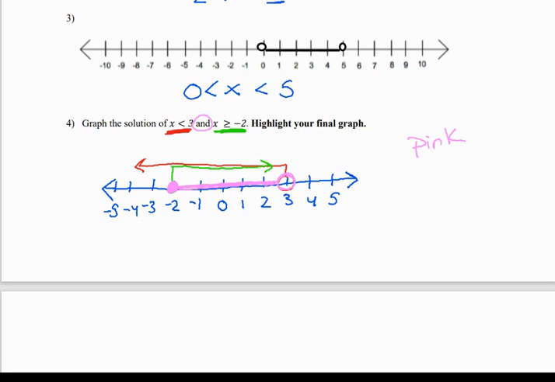Wait, so I've done the graph, but we don't write equations? It just said to graph, right? Yep. But if you combine these, what this is really saying is, is that what you're asking me? Yeah. So that's what that pink represents.